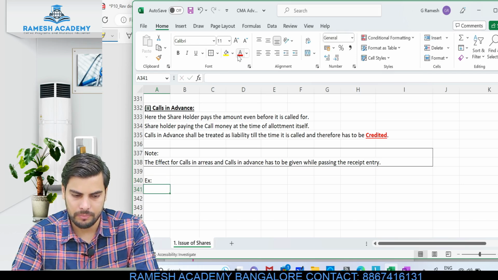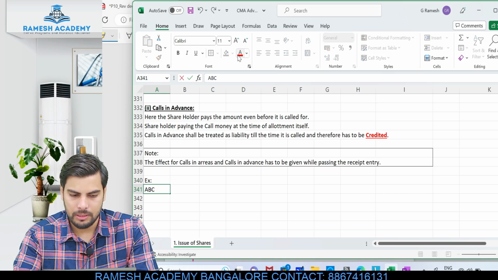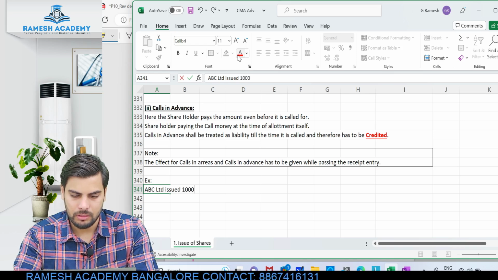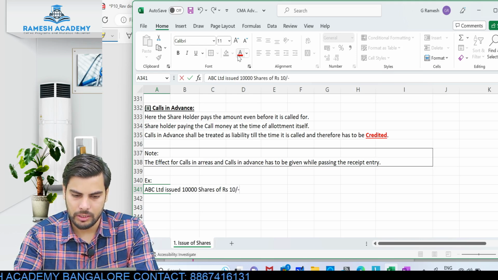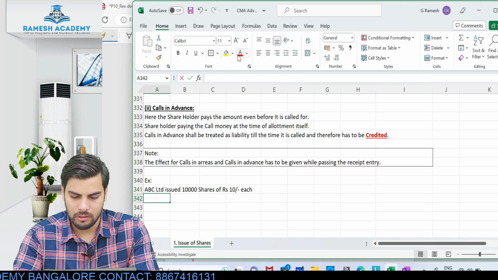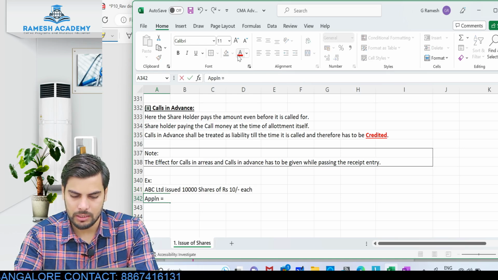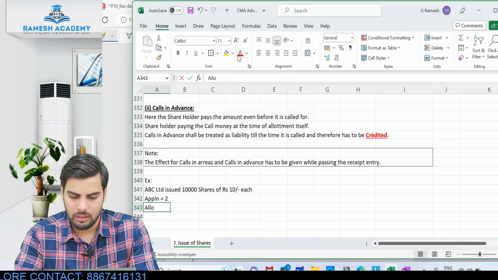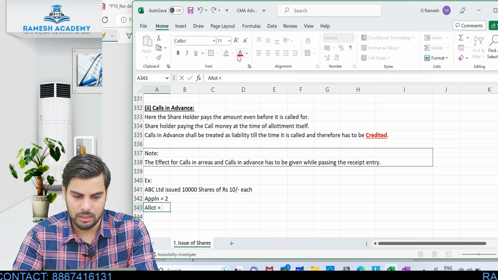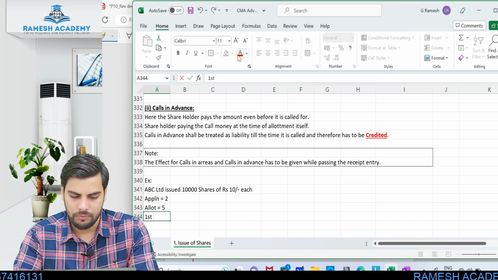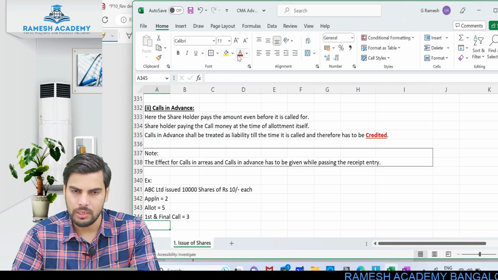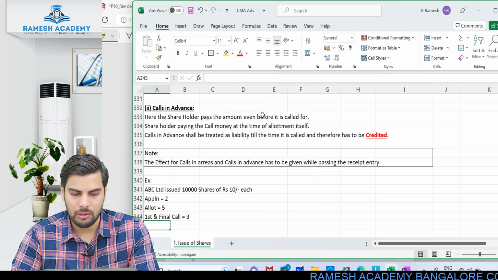So let's say ABC Limited issued 10,000 shares of rupees 10 each. Application stage money, let's say it is 2 rupees. Allotment stage money, let's say it is 5 rupees. And first and final call will be the balance 3 rupees. Clear? So first and final call it is 3 rupees.